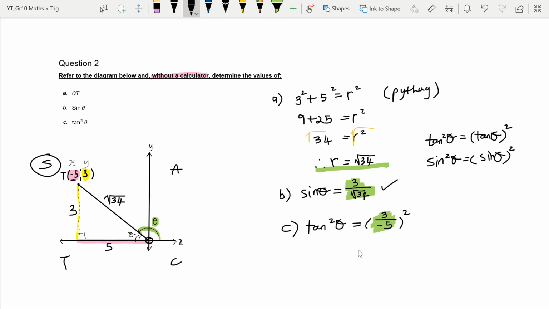But then we're going to square that. And then it will become positive. So then it will be 9 over 25. And that's it. We're done with the question. So why is it positive? It's because it is tan squared theta.